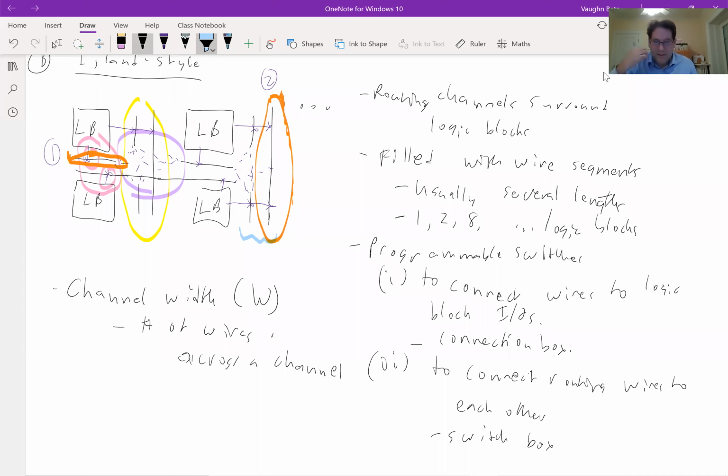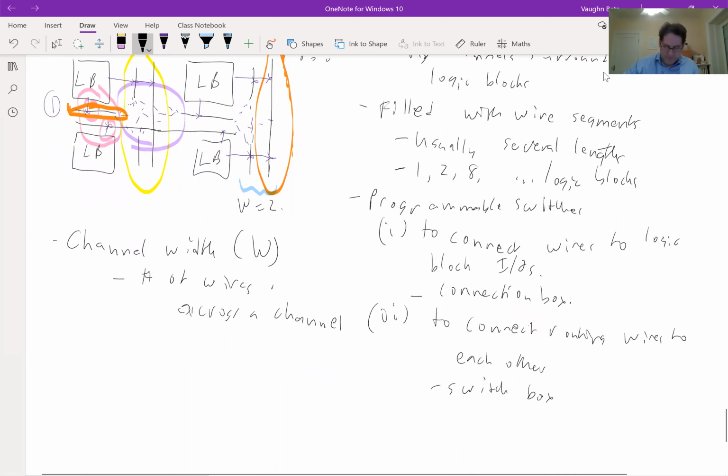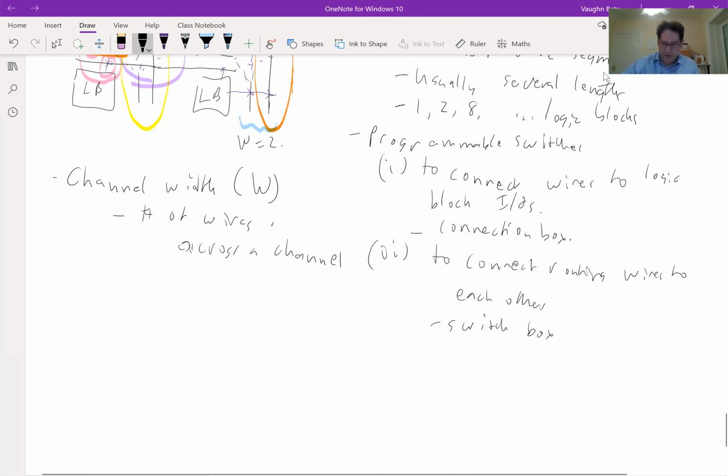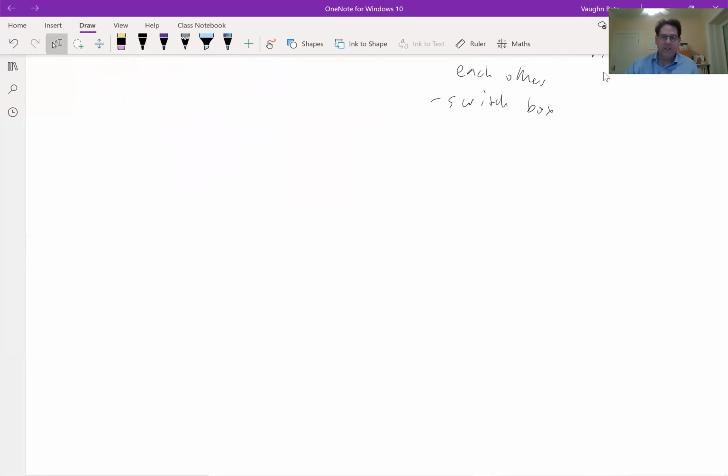And here's a test to see if people are getting this notation. What is W? It's the number of wires across the channel. For the channel I just showed you, what's W? Just type it in the chat, or you can unmute yourself and speak up if you are very brave. Yeah, so it's 2 wires. So in this case, W equals 2 in this example. Okay, so that's defining some terminology and the basics of what an island style FPGA is.